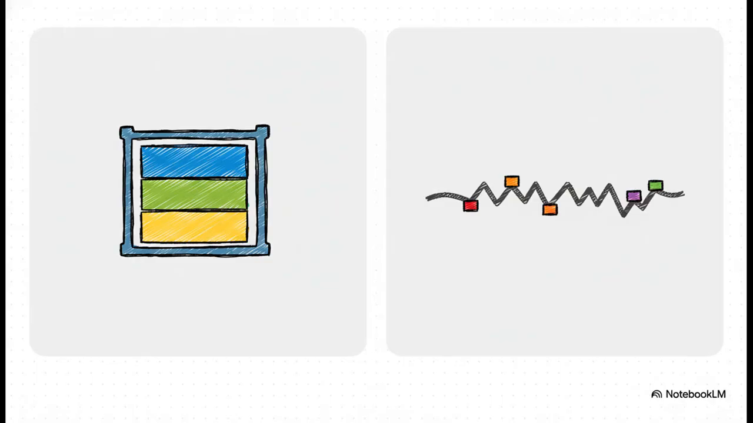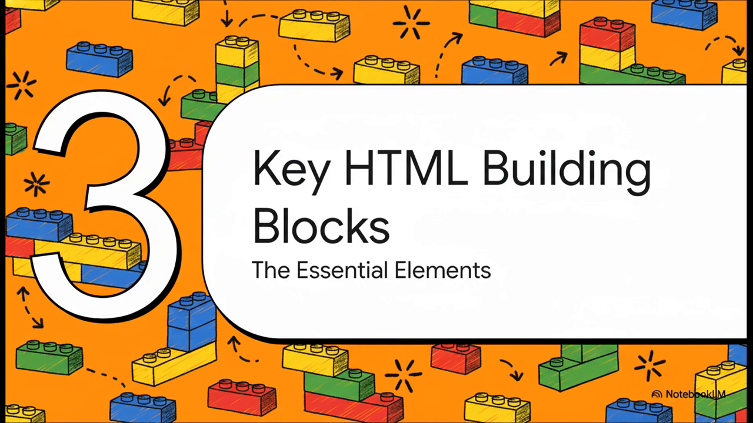Now, a really key concept in HTML is that elements behave in different ways. They mostly fall into two camps. You've got block elements, which are kind of greedy. They always start on a brand new line and stretch to take up all the horizontal space they can. Think of a paragraph. Then you have inline elements. These are more polite. They just fit right into the flow of text and only take up as much space as they absolutely need.